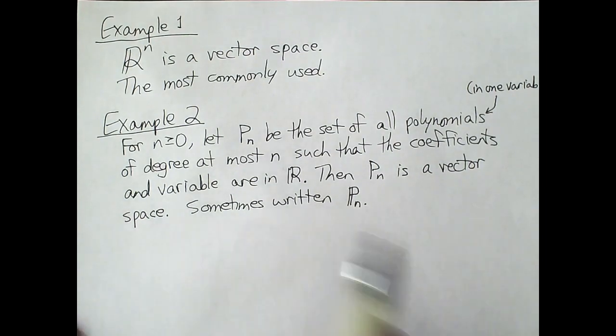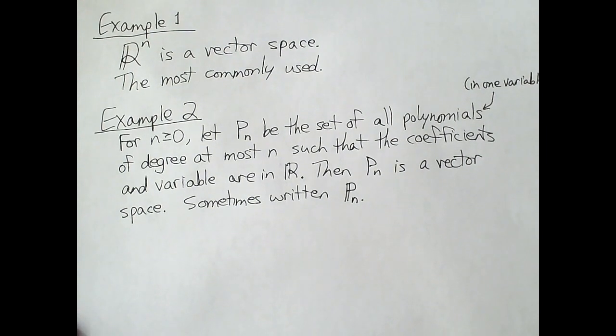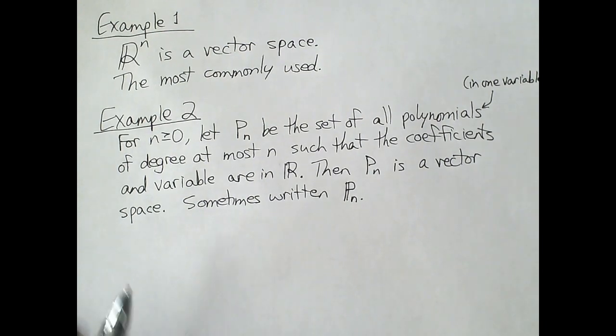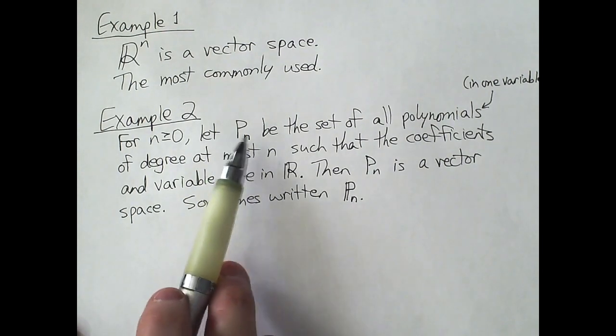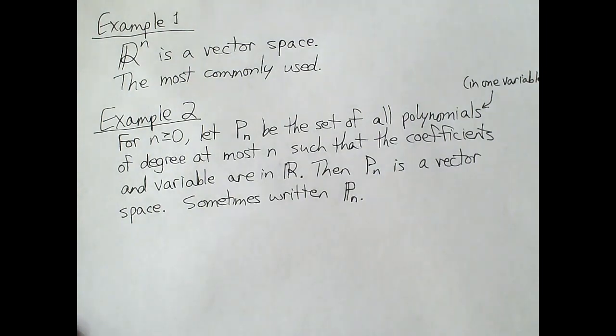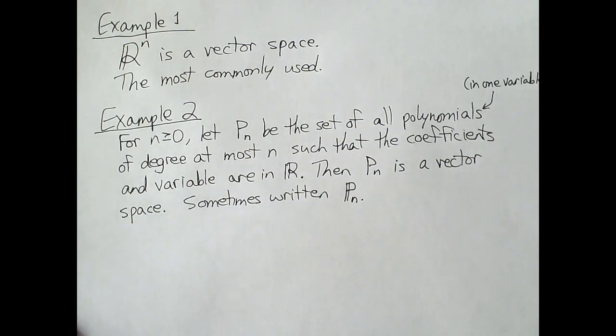All right, I claim that this is a vector space, and in order for me to show you that this is a vector space, I should explain to you, if this is a set, what are the vectors? How does addition work? How does scalar multiplication work? And are we getting all 10 of the properties? So example 2 we're going to discuss here in a little more detail.